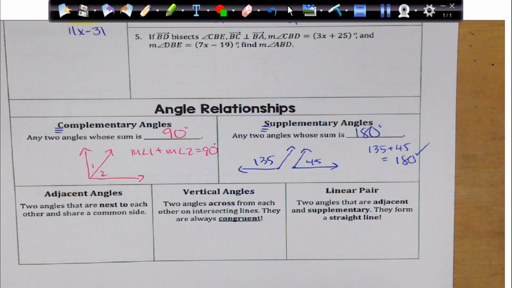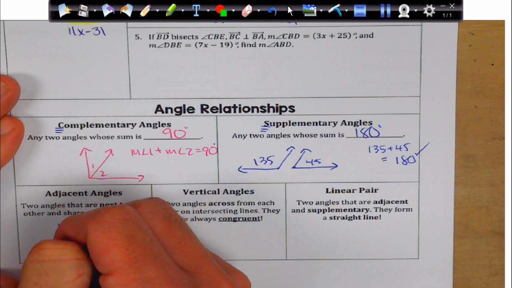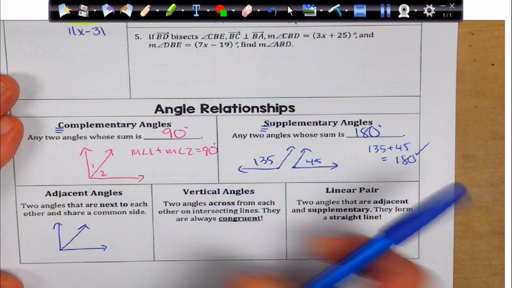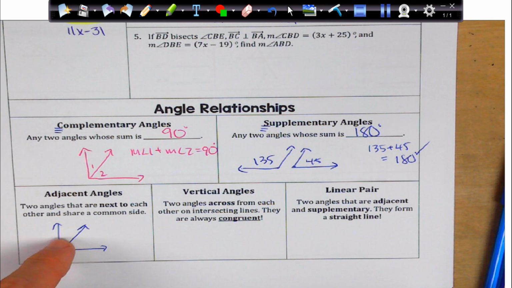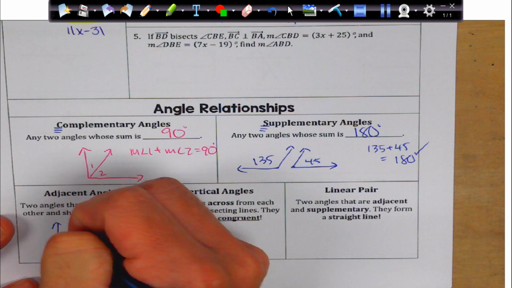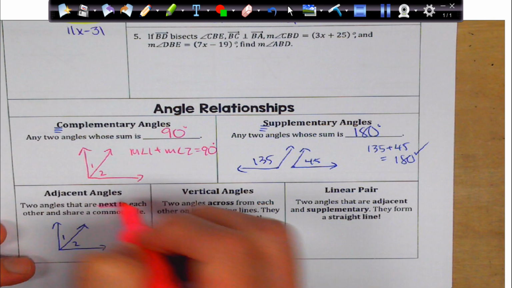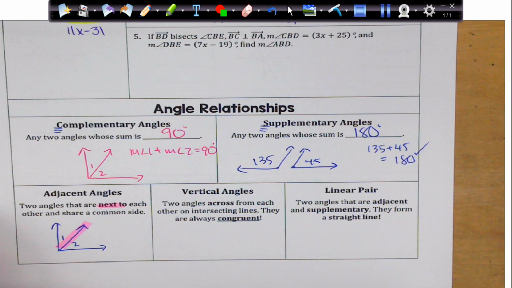Okay? From there we have adjacent angles. Those are two angles that are next to each other and they share a common side. So we would say these two are adjacent, so angle 1 is adjacent to angle 2. The reason why is because they share a common side right there. Those two angles share that common side.